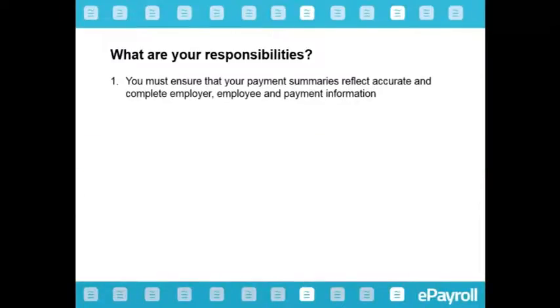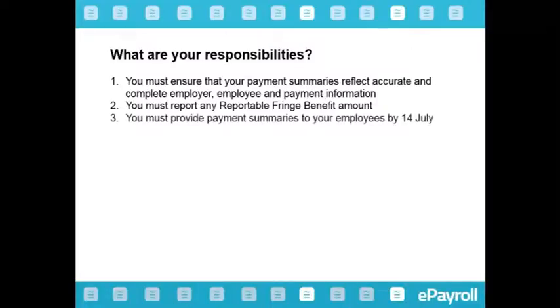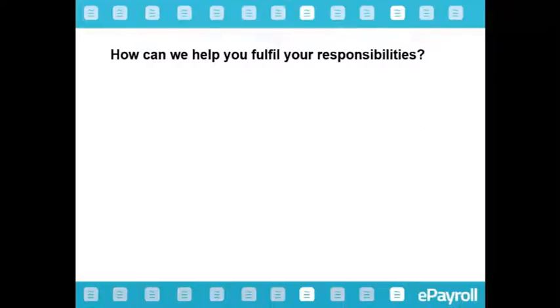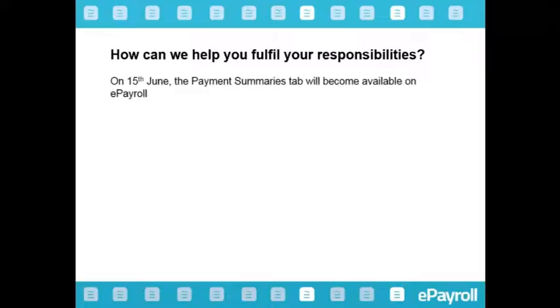What are your responsibilities? You need to ensure that your payment summaries reflect accurate and complete employer, employee and payment information. You must report any reportable fringe benefit amounts. You must provide payment summaries to your employees by the 14th of July. And you must report payment summary data to the tax office by the 14th of August. Now, we can help you fulfil your responsibilities in that regard.